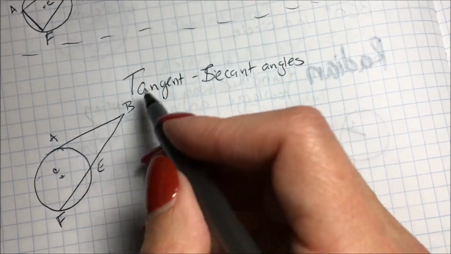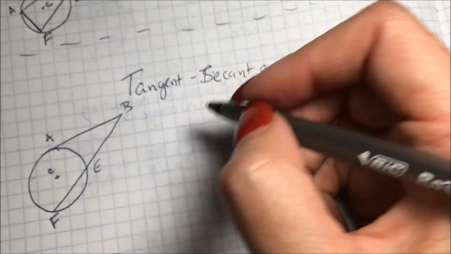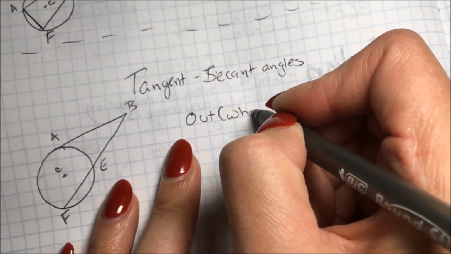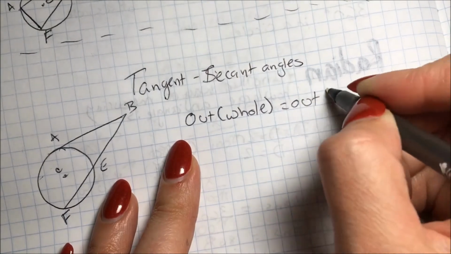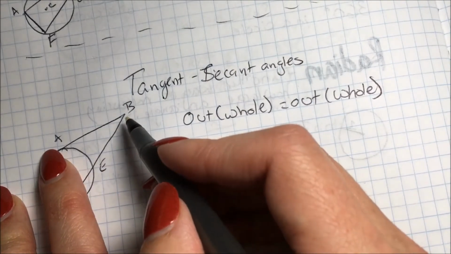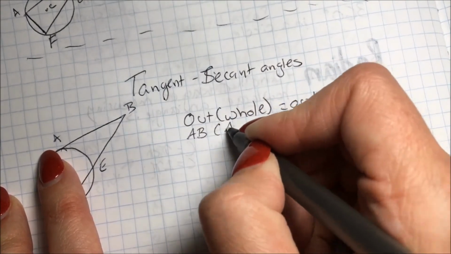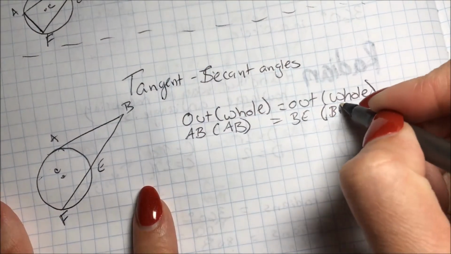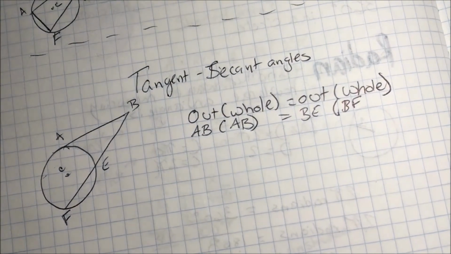Tangent secant angles. So let's say I have a tangent and a secant that intersect out here. So I have tangent AB and secant BF. And actually this same cross product applies, where the outside times the whole equals the outside times the whole. But in this case, the outside of the tangent is also the whole. So AB times AB equals BE times the whole thing, which is BF.